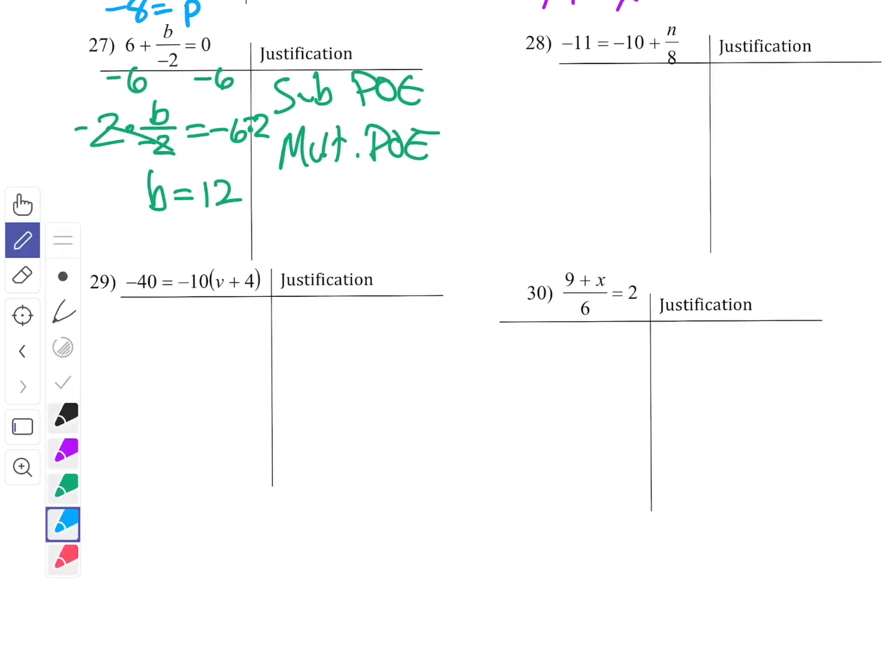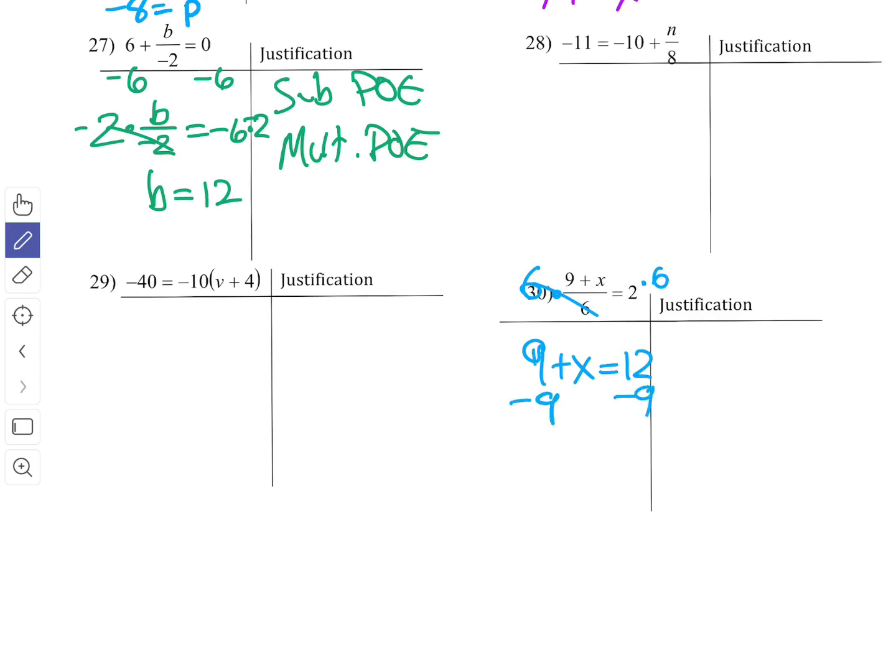All right, last 3 problems. We are almost there, folks. So we times by 6 on both sides here because the 6 is being divided by everything, giving us 9 plus x equals 12. Subtract 9. That becomes 0. We can eliminate 0, and we get x equals 3.